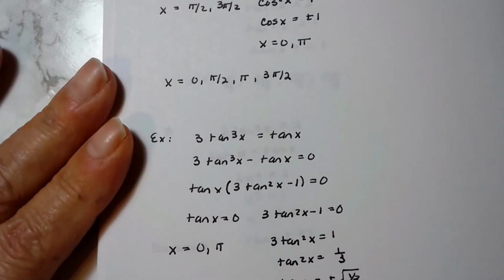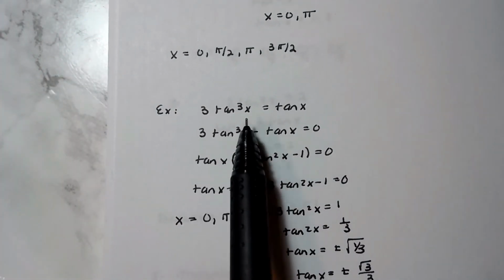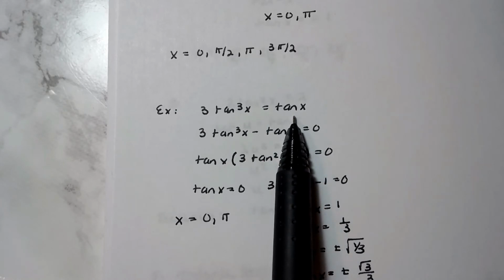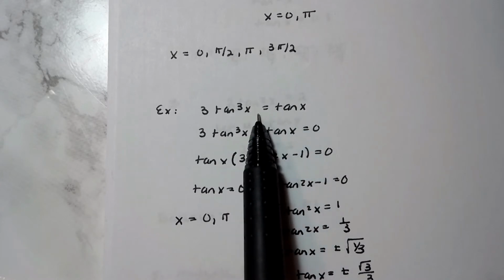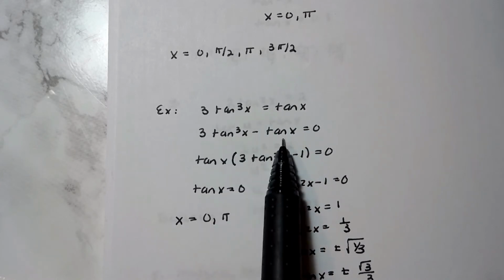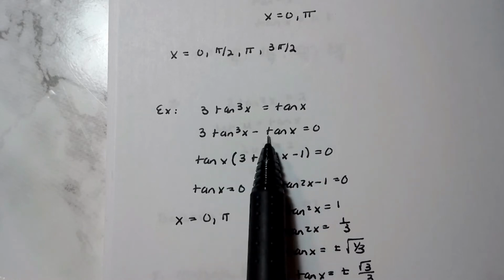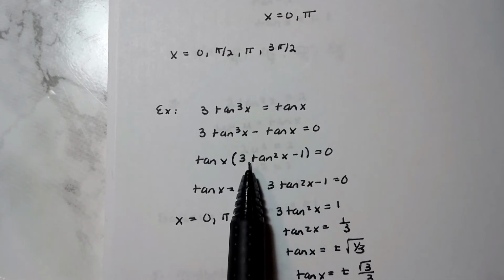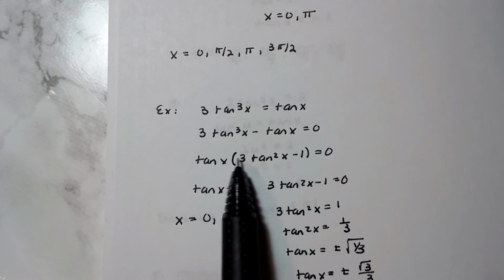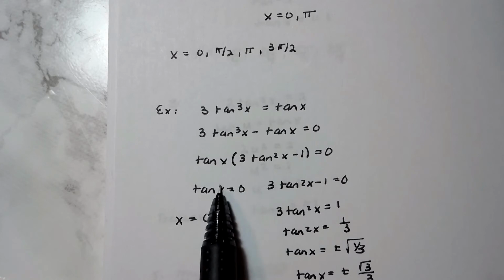Here's another one. We have 3 tangent cubed x is equal to tangent x. Red flag, same trig function, opposite sides of the equal sign, so I'm going to subtract this one over and try to get them together, right? And when I do, I see that I've got a common factor of the tangent, so I factor it out and rewrite what's left. And now I have the product of 2 factors, so I can set each one of those equal to 0 and solve.